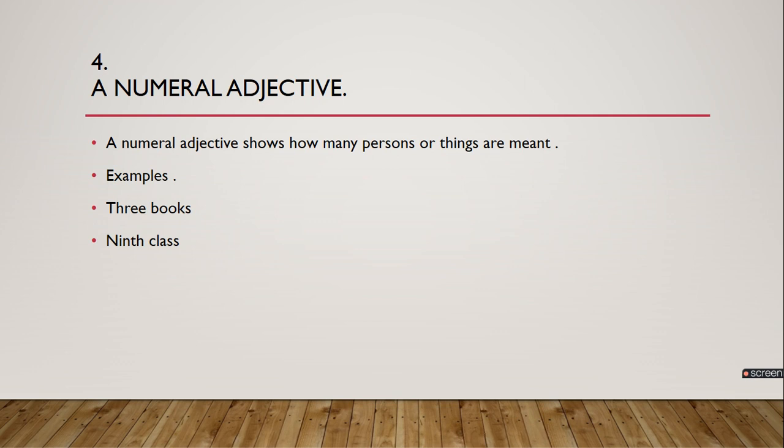The fourth one, a numeral adjective. Now this word numeral tells you that it's related to the number. A numeral adjective shows how many persons or things are meant. For example, 3 books and 9th class.